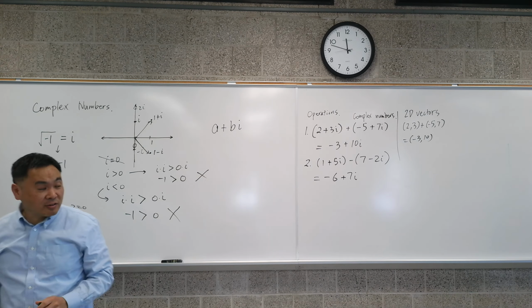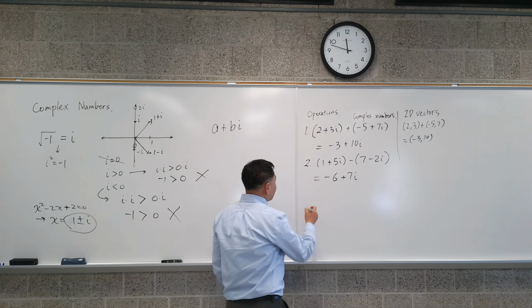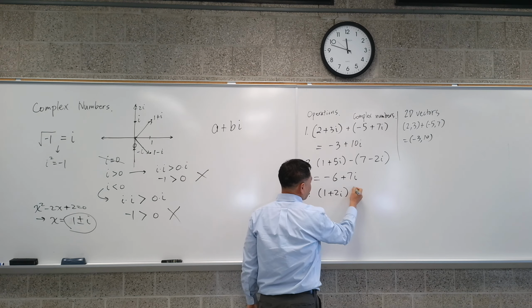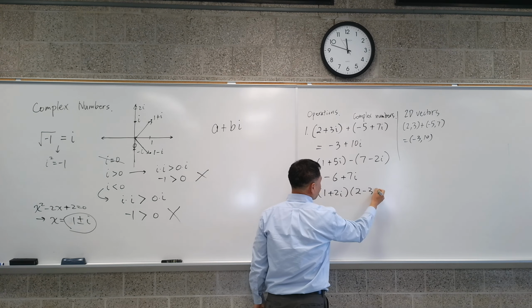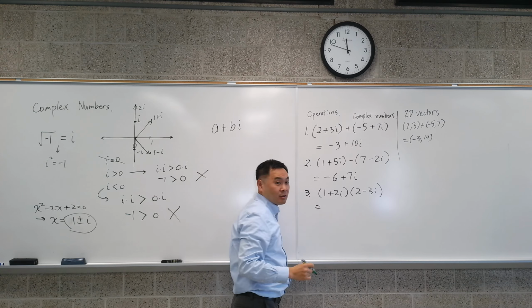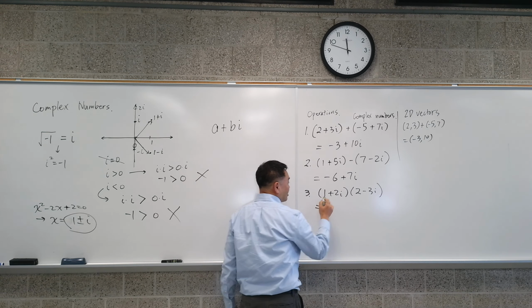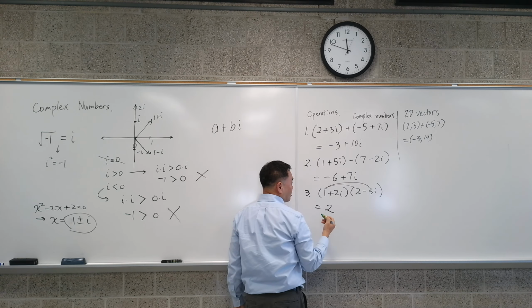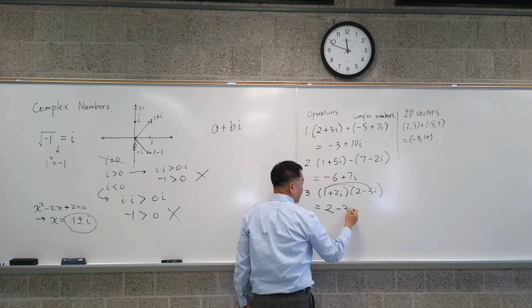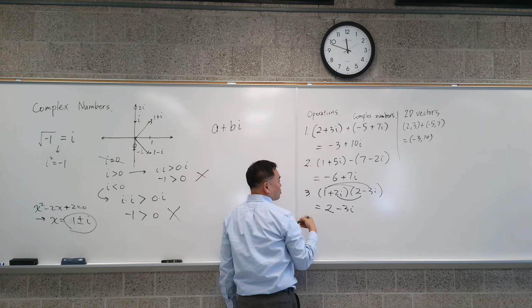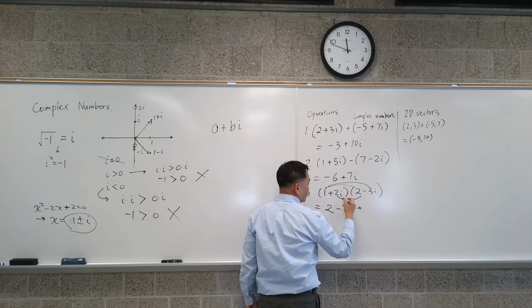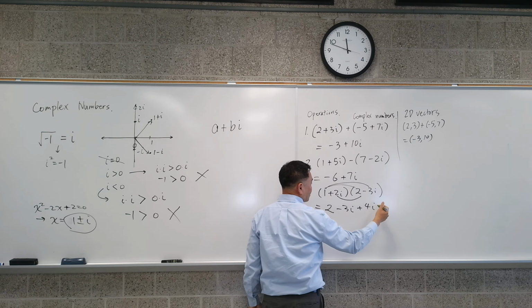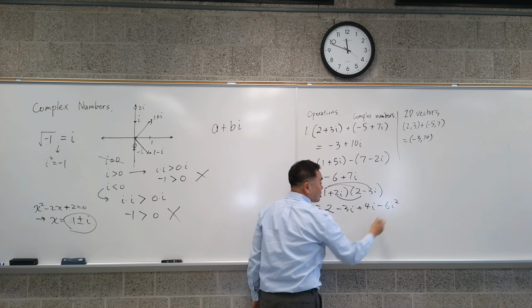Now, what is surprising is that you can multiply complex numbers. Right? You can multiply complex numbers, and the way you do it is just FOIL. 1 times 2 is 2. 1 times -3i is -3i. Then 2i times 2 is 4i. And then 2i times -3i is -6i squared. But what is i squared?